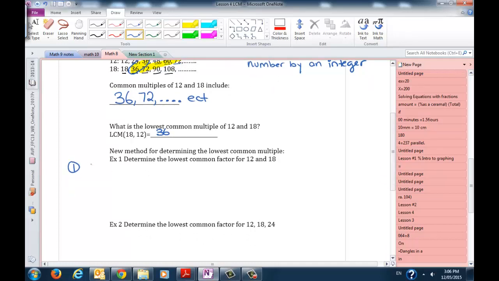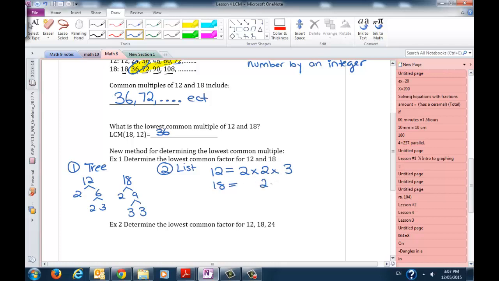I'm going to start off by creating a tree. So I have 12 and 18, and 12 can break down to 2 and 6, 2 and 3, and 18 breaks down to 2 and 9, and 3 and 3. My second step is going to be very similar. I'm going to set them up in lists, and I want to try and line their numbers up. So if I start with 12 first, then 12 is equal to 2 multiplied by 2 multiplied by 3. 18 is equal to 2 multiplied by 3 multiplied by 3.